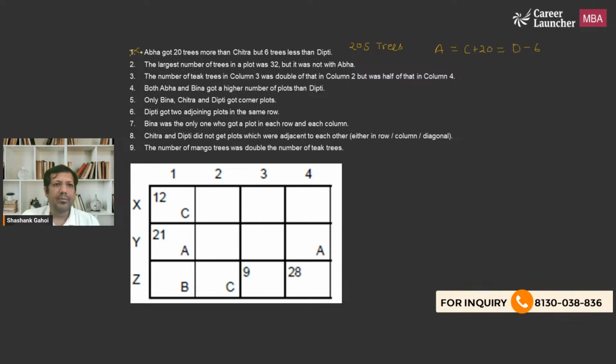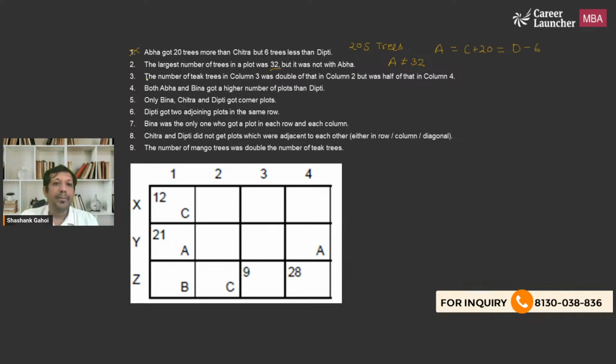Now I'm eliminating it because I have used this statement completely in the mathematical form. The largest number of trees in a plot was 32. That was not with Abha. So Abha is not equal to 32. And every value that I'm going to put in this box should be less than or equal to 32. And that won't go with Abha.